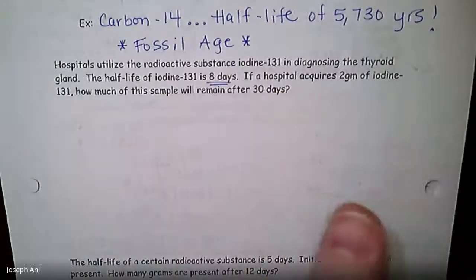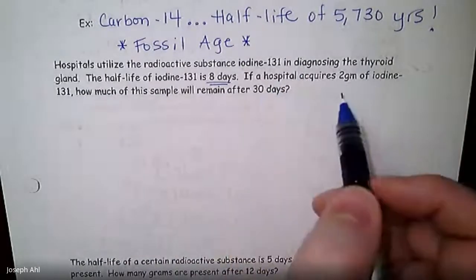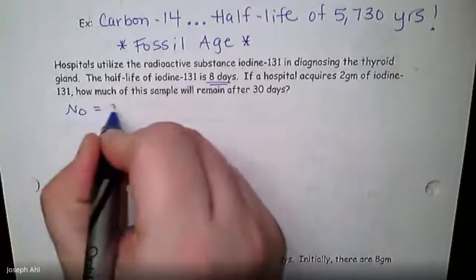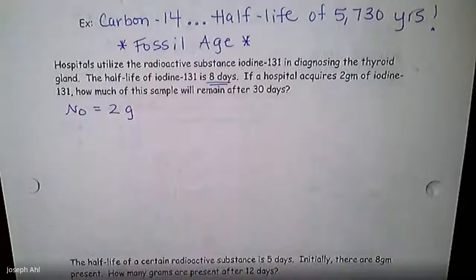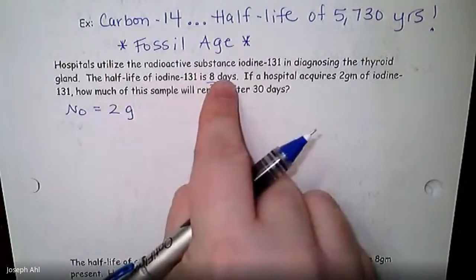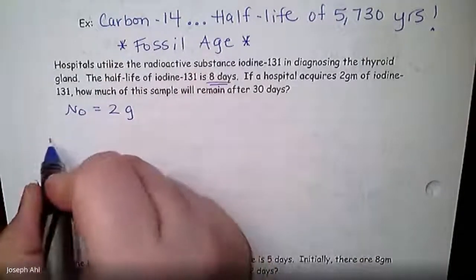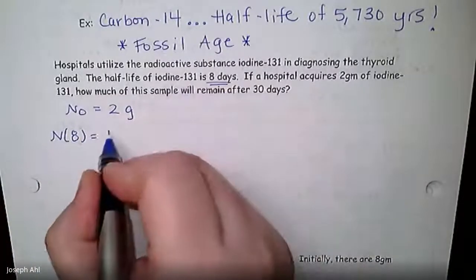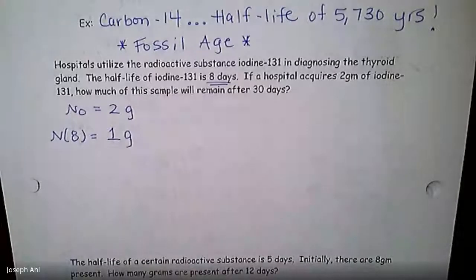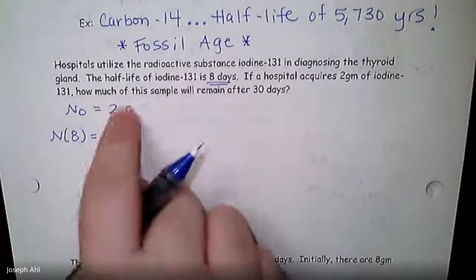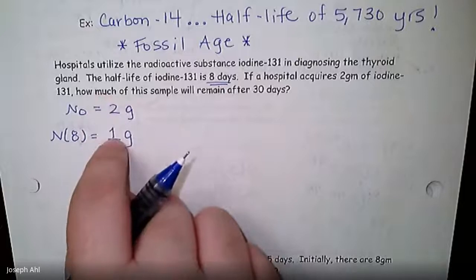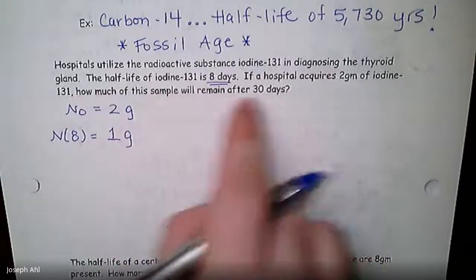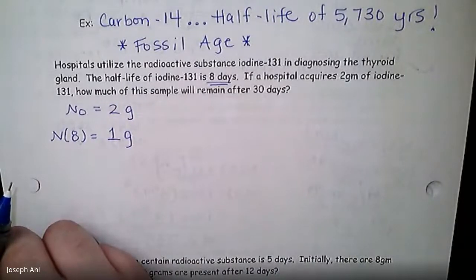Okay, so let's talk about some of the things that we know. We know that the initial amount is 2 grams. So that's my n sub 0 equals 2 grams. And I know that the half-life is 8 days. So what I know is that n of 8 would equal half the original amount, which is now down to 1 gram. And if I know this kind of initial information, I can use this to find e to the k, just like we did on the last page, and then from there be able to figure out how much is left after 30 days.